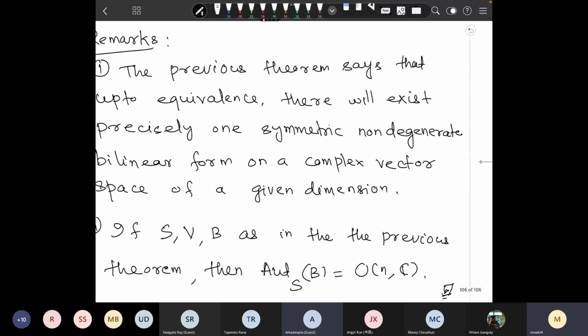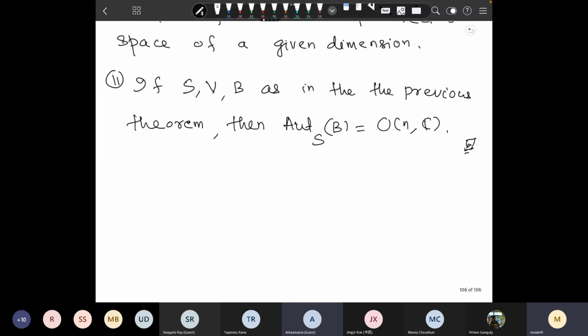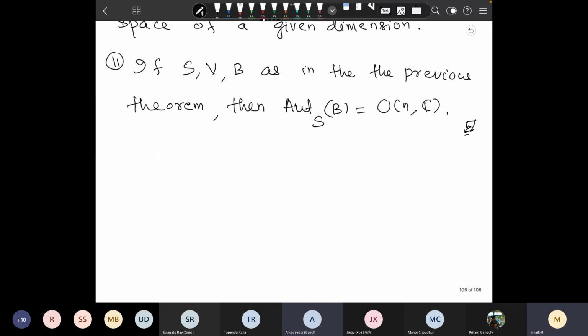Definition, analog. Actually, these are some standard results on bilinear forms: the analog for real symmetric bilinear forms.